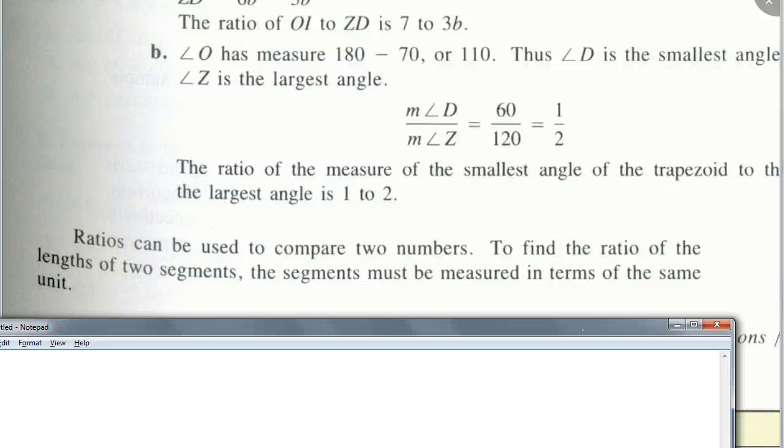In terms of the same units, right? So for example, can I say the ratio of one length to the other is 1 to 2 if one of the lengths is 1 kilometer and the other is 2 meters? No. Would the ratio be 1 to 2? No, that would not be correct. That's why you have to have the same units, and the book doesn't say this.